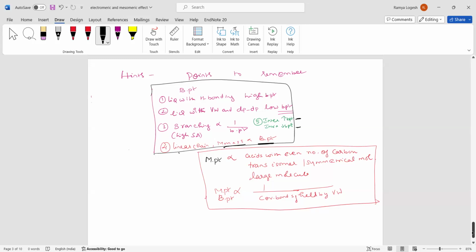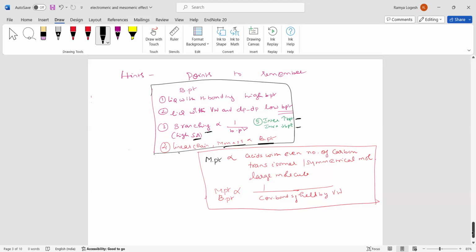That means pentane's boiling point will be lesser than octane's. They are linear chains only, but as the molecular mass increases, van der Waals force of attraction increases, so the boiling point increases. Branching: if it's a branched hydrocarbon, what happens? The boiling point decreases. Why? Less surface area is available.